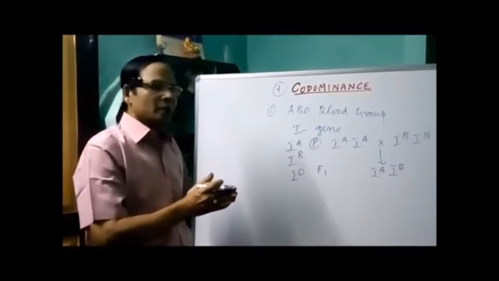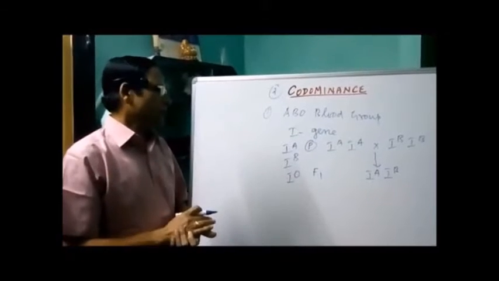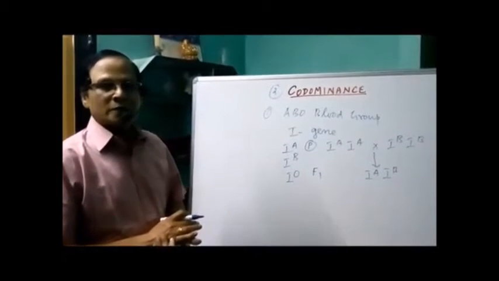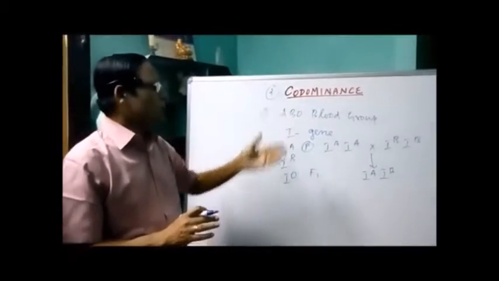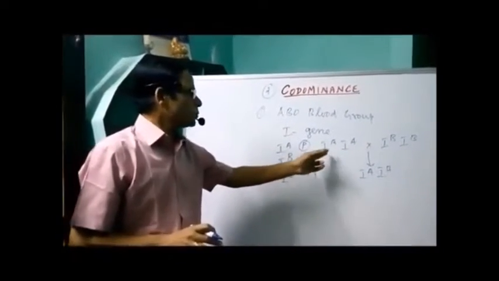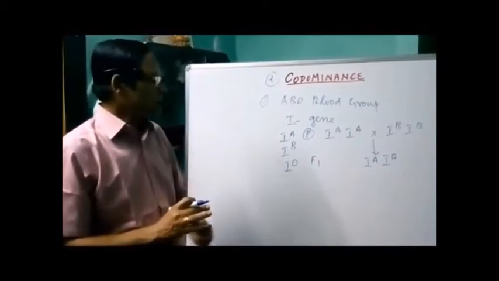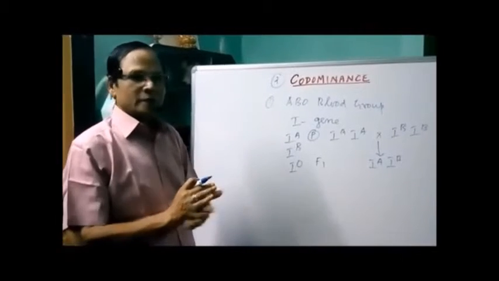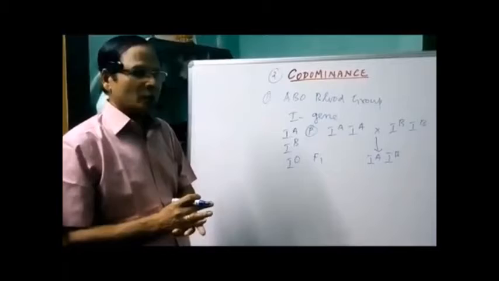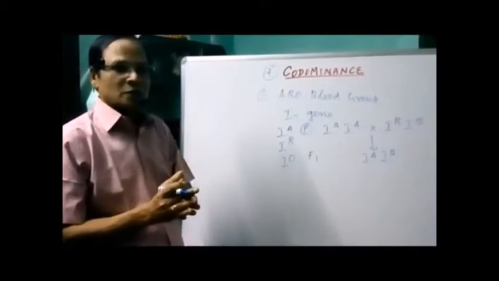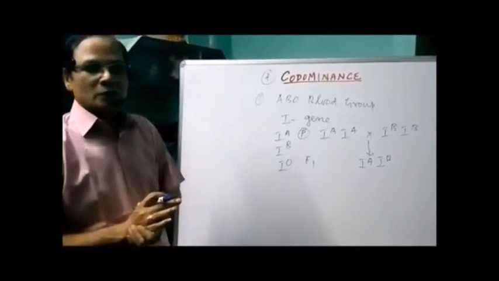In the case of dominance, the F1 resembles one of the parents. In the case of incomplete dominance, the F1 resembles something in between the parents. But in the case of codominance, the F1 resembles both the parents, having the antigens A and B. Both the characters are expressed equally. There is no blending, so both are present simultaneously. Co means together. So this is one example, the ABO blood group.